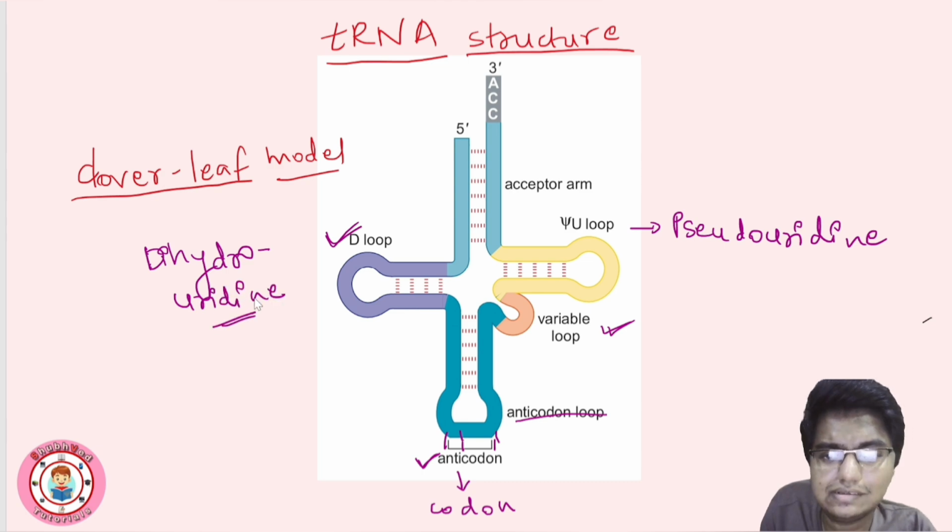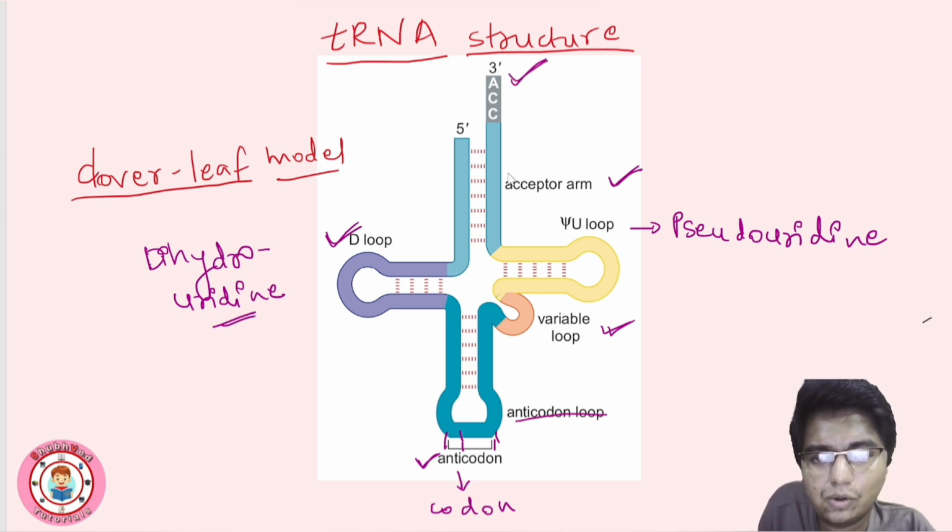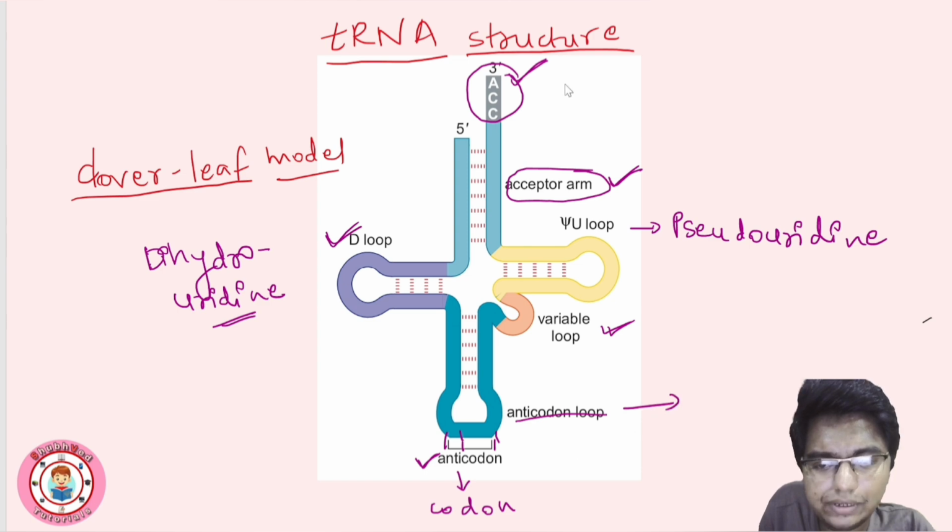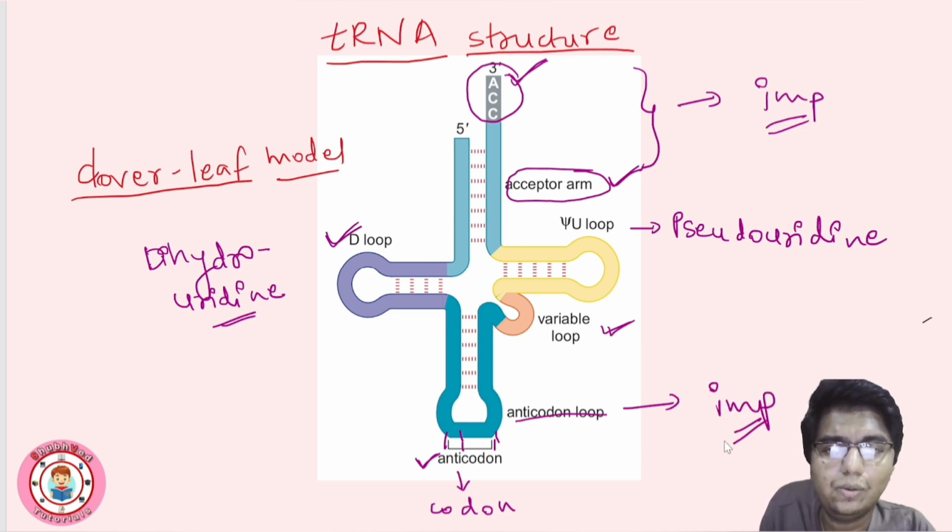And the next is acceptor arm. 3' CCA sequence is present on the acceptor arm. Okay, this is very important, right? Okay, so we have to remember anticodon loop and this acceptor arm with this sequence. These two are very important factors for the protein synthesis to occur.